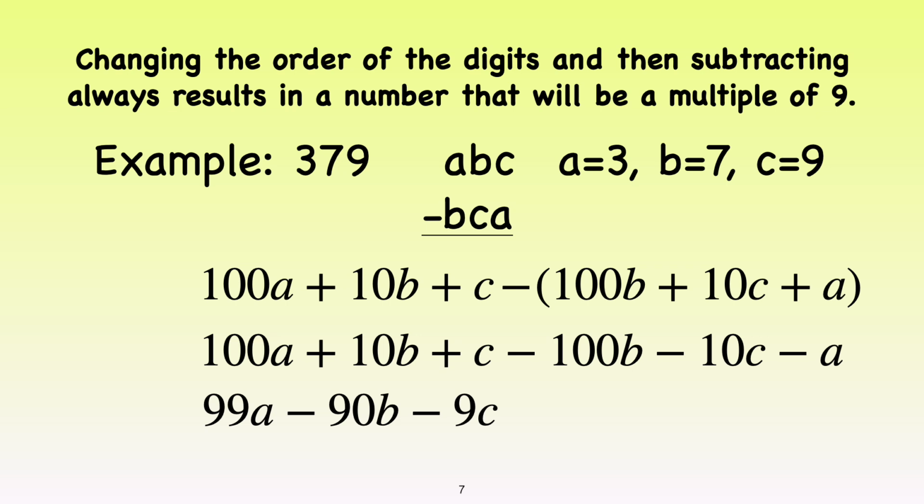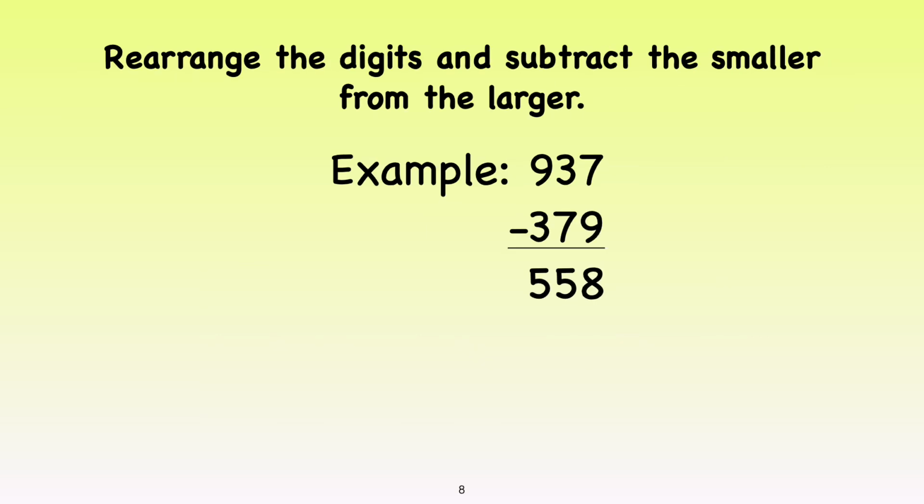And as you can see, you have a number in which every term can be divided by 9. 9 can be factored out of this expression, so 9 is a factor of the difference of these two numbers. The difference of any three-digit number and the same digits rearranged will always be divisible by 9. Check with your calculator. 558 is divisible by 9.